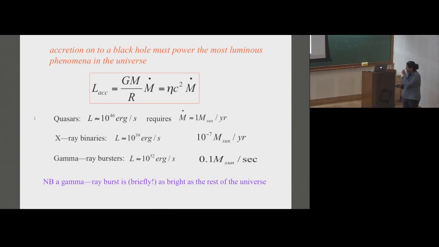So now accretion onto a black hole must power some of the most luminous phenomena that we see in the universe. So for example, we see quasars at great cosmic distances, and they are, as you all know, some of the brightest beacons in the universe.